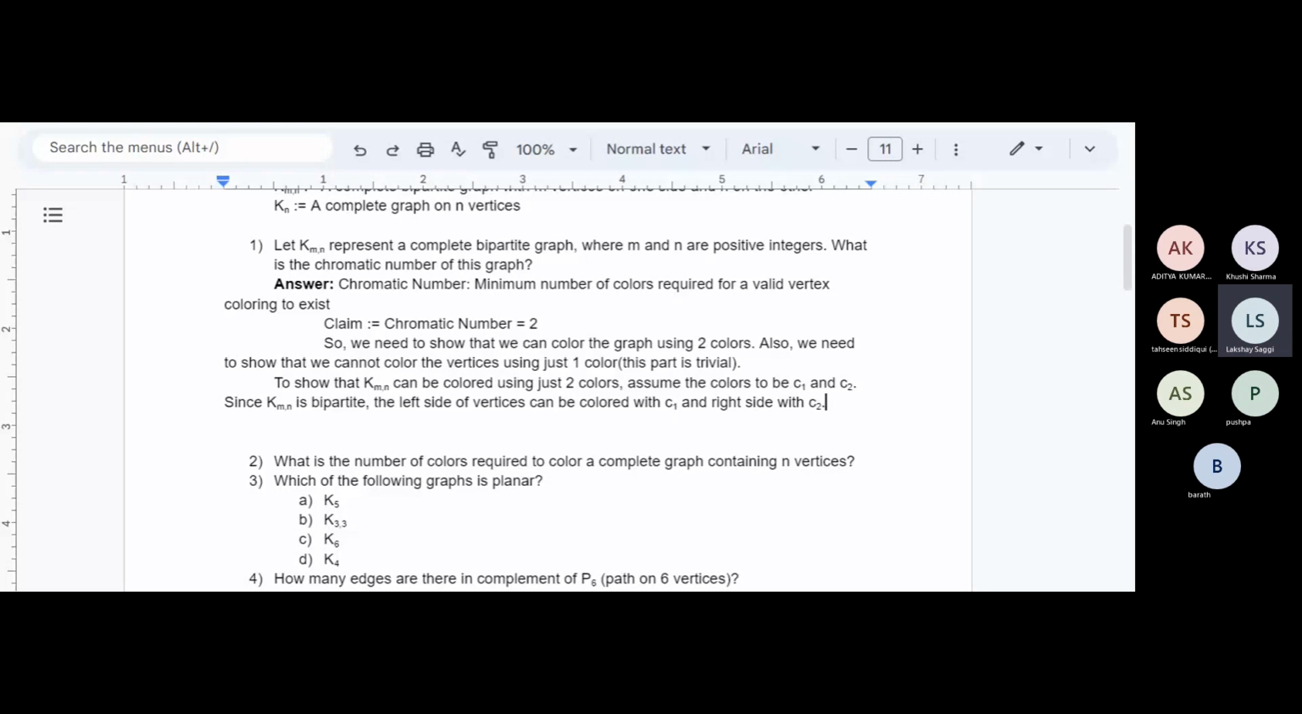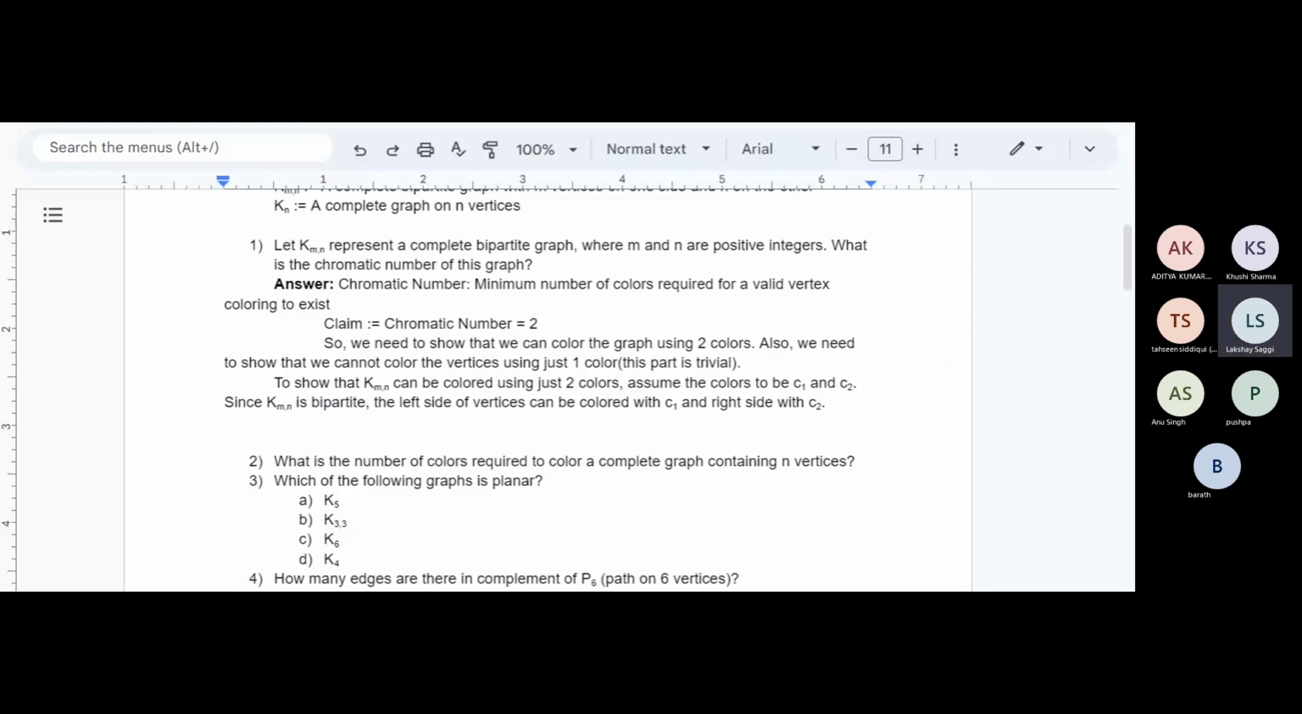So I'm just saying, to show that using two colors I can color the vertices, I'll just show that a valid coloring exists using just two colors. So what is that valid coloring? Since K_{m,n} is bipartite, it will have a left side as well as a right side, and no edges will be present between vertices of the left side, and similarly no edges between the vertices of the right side. So we just color the left side of vertices with C1 and the right side with C2.